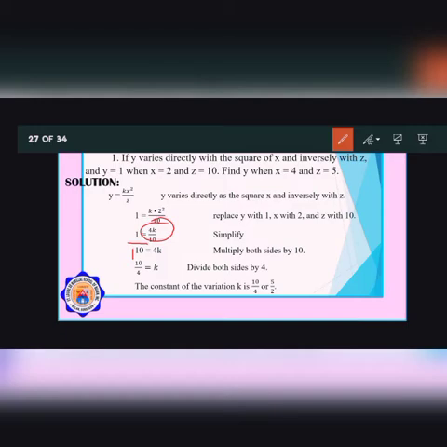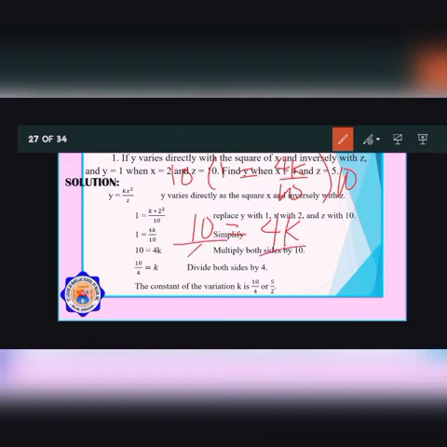So, i-multiply natin into 10. So, 1, multiply both sides by 10. 1 is equal to 4k over 10 times 10. So, 10 times 1 is equal to 10, is equal to, then 10 divided by 10 is equal to 1, times 4k, that is 4k. So, now we have 4k is equal to 10. Now, we can divide it by 4, divide both sides by 4 to get the value of k.